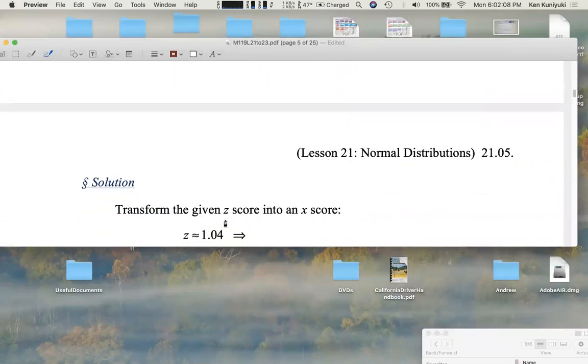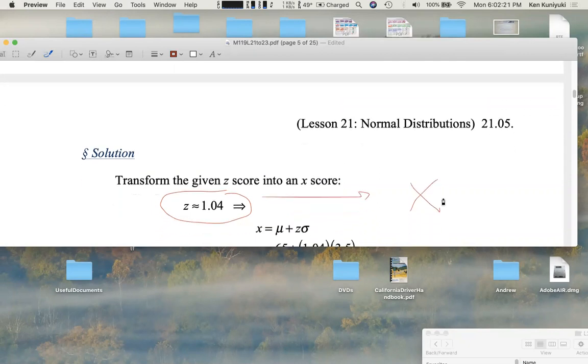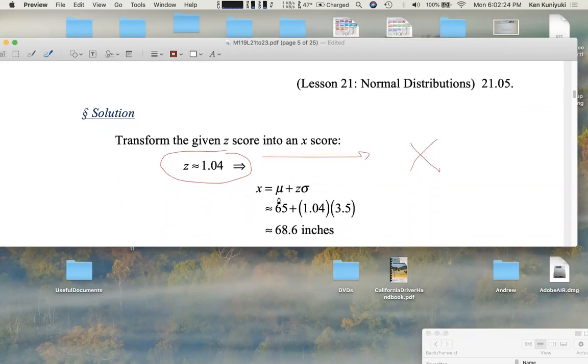We first have to transform this z score now into an x score. Before, we were transforming x scores to z scores. Now we're transforming z scores to x scores. And we use that formula I just showed you. You take the mean and you walk z standard deviations away. The mean and the standard dev are in the same unit. Z scores have no unit. We're basically doing inches plus inches. That'll give us inches. All right, although you should write the unit in the final answer.